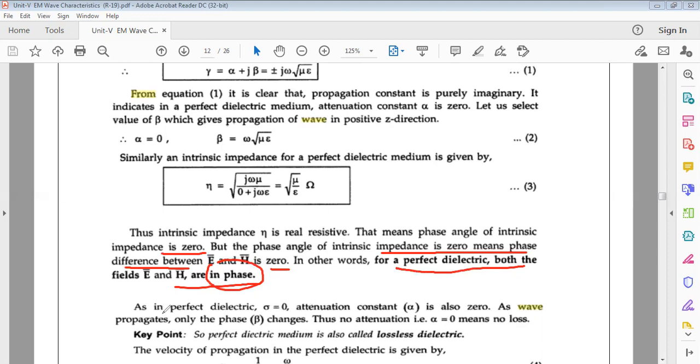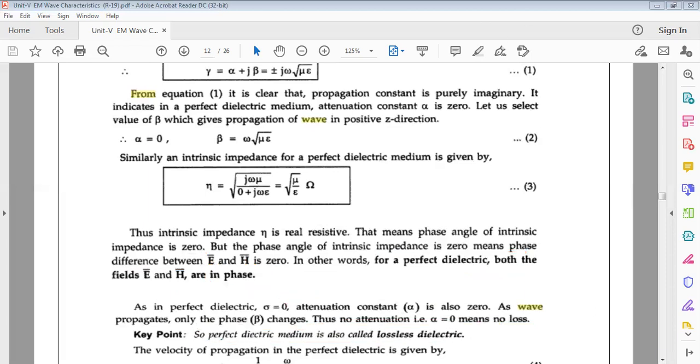As a perfect dielectric, sigma is 0, and attenuation alpha is also 0. Sigma means conductivity is 0. If conductivity is 0, alpha is also 0. As the wave propagates, only the phase changes. Thus, no attenuation means no loss. No attenuation means alpha is equal to 0, meaning no losses. So the perfect dielectric medium is also called a lossless dielectric.